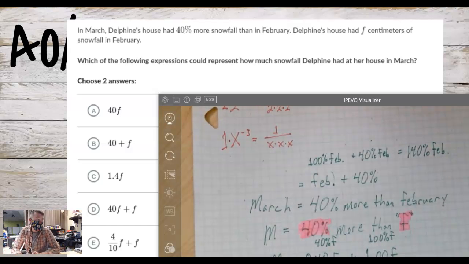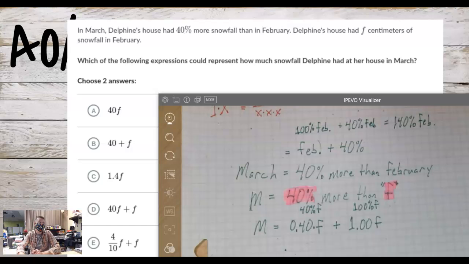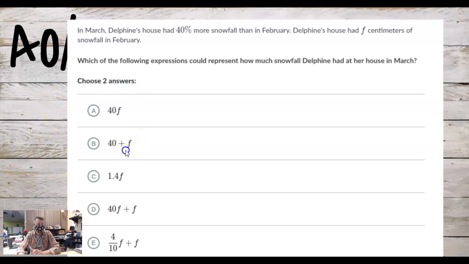So this then we have to take to the multiple choice options and say, well, which of those makes sense? Well, any place where we see F, that is our 100% of F. So F plus 40, that's not 40%. That's not like 0.4. That's not right. 40 times F would literally be 40 times February. March is 40 times the snowfall of February. That's not right either. So C would make sense, 1.4F.